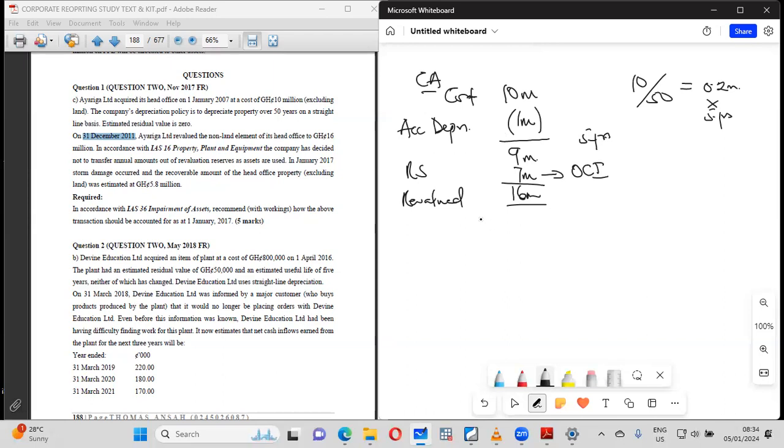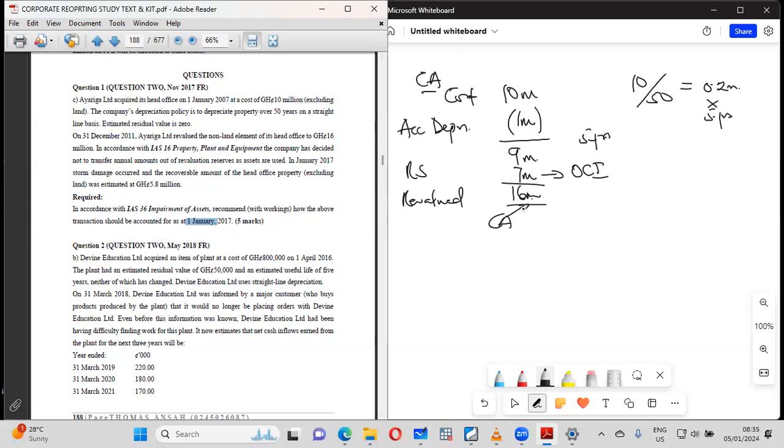So this revaluation has happened. So this one becomes our new carrying amount, all right, for our impairment analysis. Then we are told that we are supposed to do this at January 2017. And the revaluation happened when? 2011. So we need to continue with the depreciation.